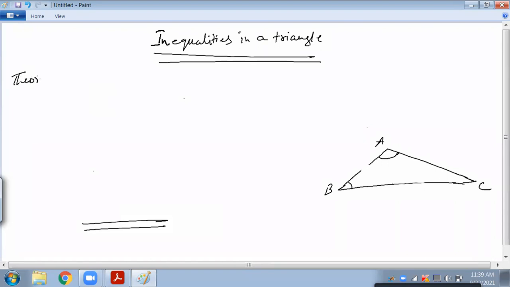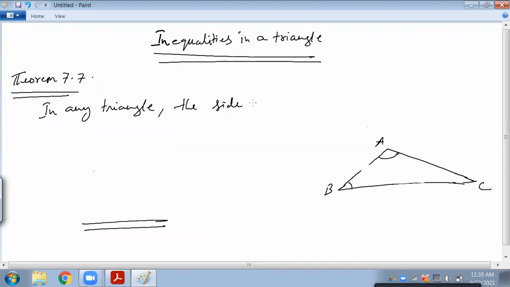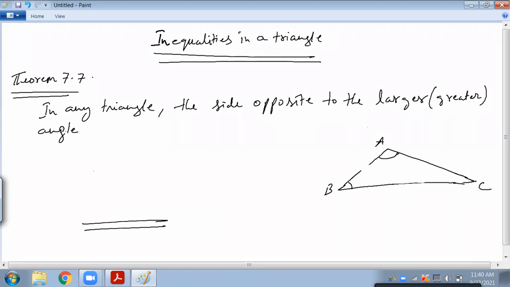Theorem 7.7. What is the theorem? In any triangle, the side opposite to the larger or greater angle is longer or greater. Now, what does it mean?